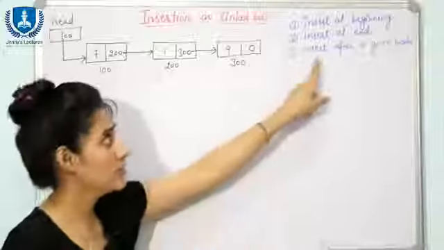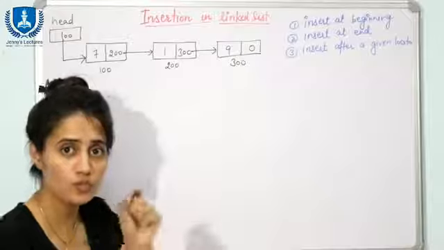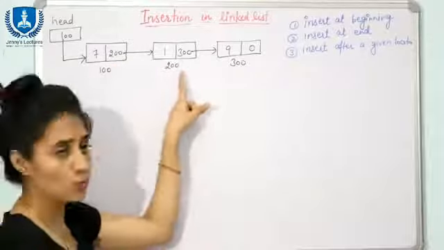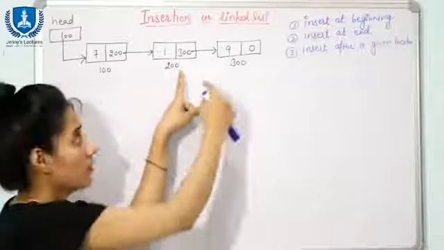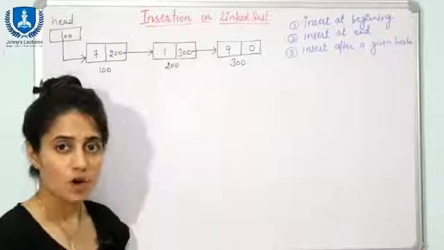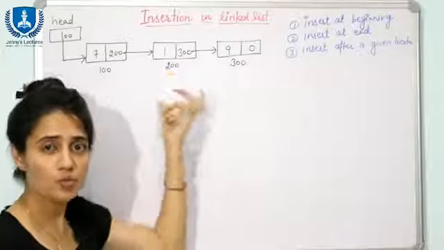Basically I will discuss here insert a node after a given position. Suppose if you give position 2, it means this is first node, and this is position second, so after this position here we are going to insert a node. Or another case may be insert a node before a given location or position.